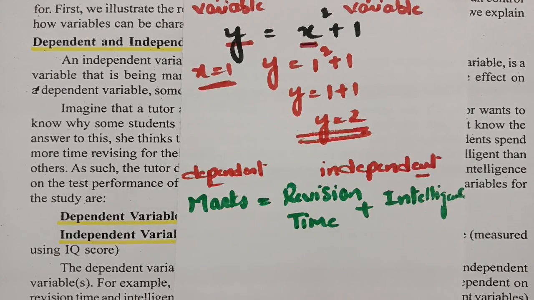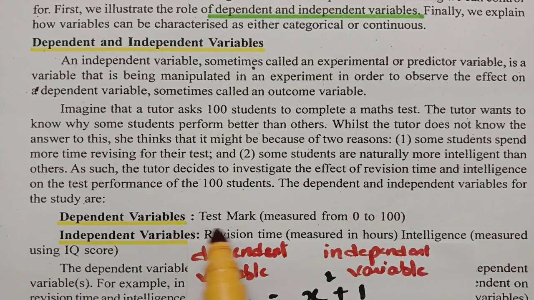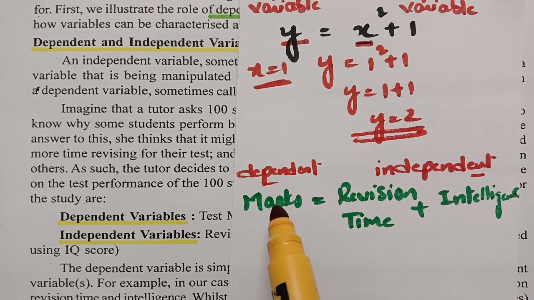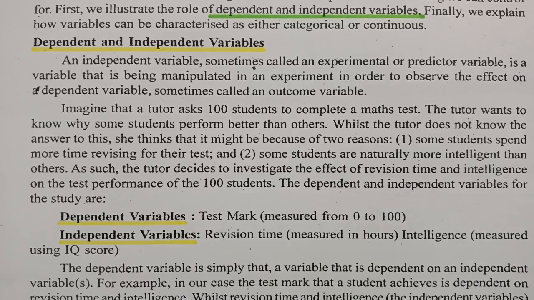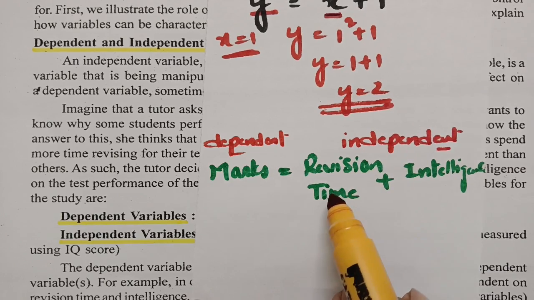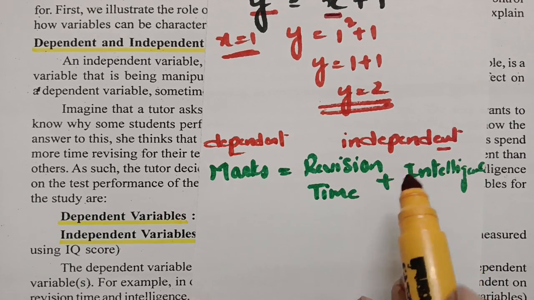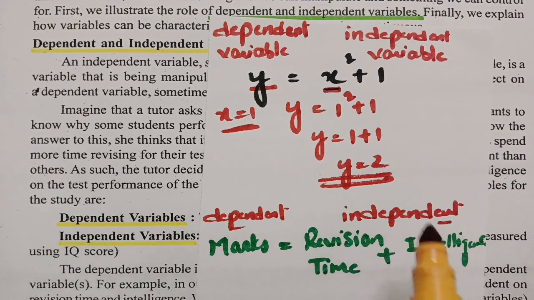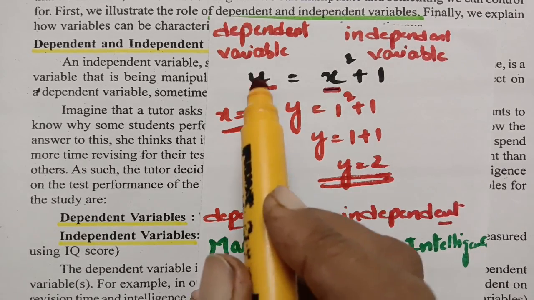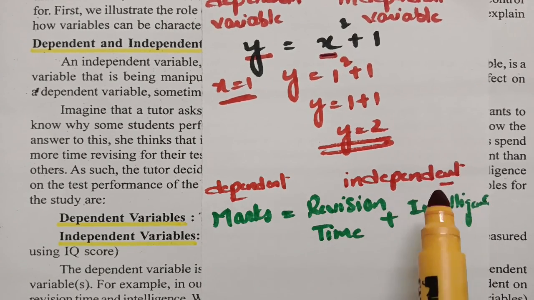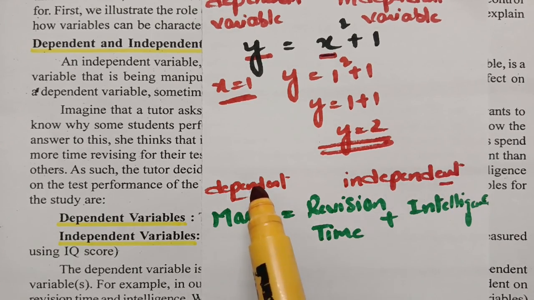And coming to our question here, what is a dependent variable? Test marks. See here, the test marks are the dependent variable. So the marks are dependent on, see here, revision time and intelligence. The revision time and the intelligence are the individual variables, that is, independent variables here. See, y is dependent on x. Here marks are dependent on the revision time and the intelligence, and therefore the revision time and the intelligence are the independent variables and the marks scored is the dependent variable.